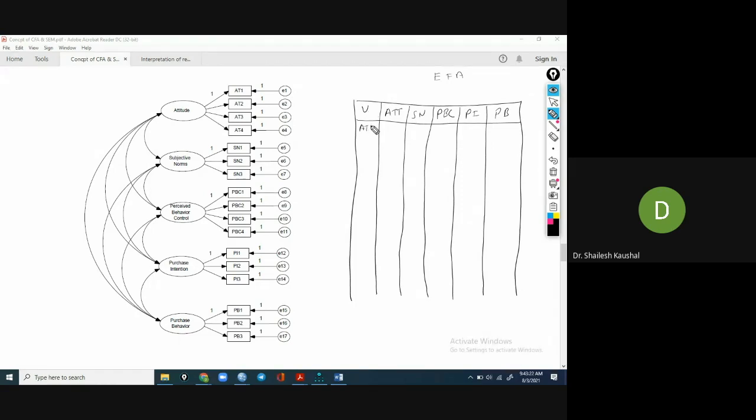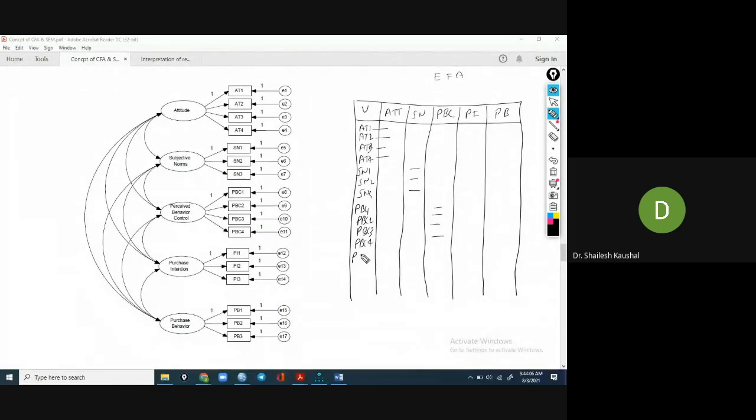So V1, V2, V3, V4. These questions are related to attitude. And the second construct, subjective norm: SN1, SN2, SN3. These are the factor loadings. And the third, PBC1, PBC2, PBC3, PBC4. These four questions are related to perceived behavioral control, and these are the factor loadings.